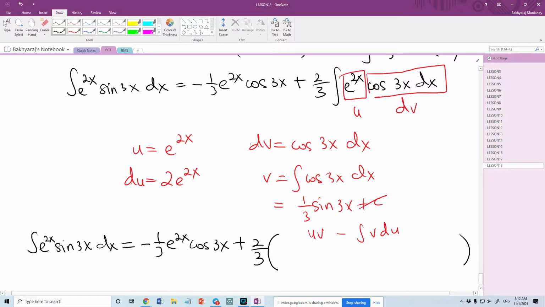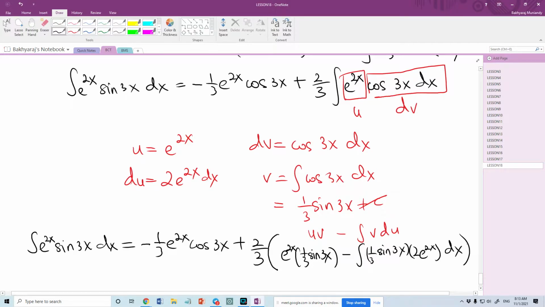Okay, what is my answer? U is actually exponent 2x, correct? Okay, and v is actually 1 over 3 sin 3x, minus, again integrate 1 over 3 sin 3x and times by 2. See, I missed this. Actually, this is the one you really will miss. 2 exponent 2x dx.